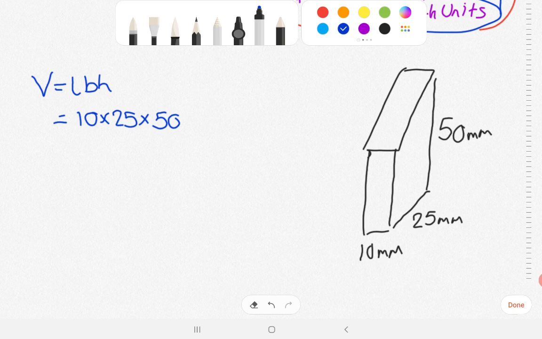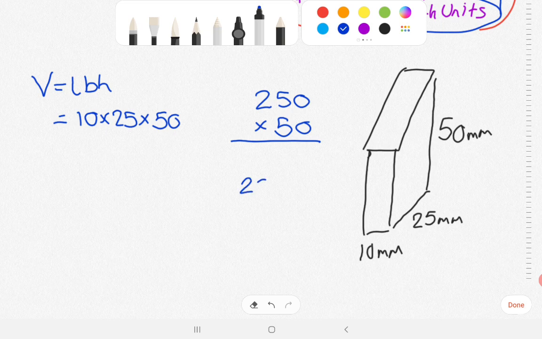Now, from there, we need to do this sum. 10 times 25 times 50. 10 times 25 is 250, and we're multiplying that by 50. Up to you how you do it. Some of you will do this by long multiplication. Some of you will multiply it by 10 and then multiply it by 5. That tends to be how I would do it.